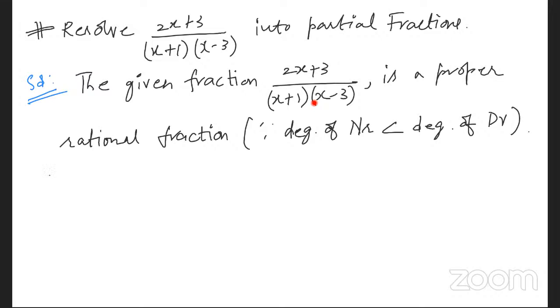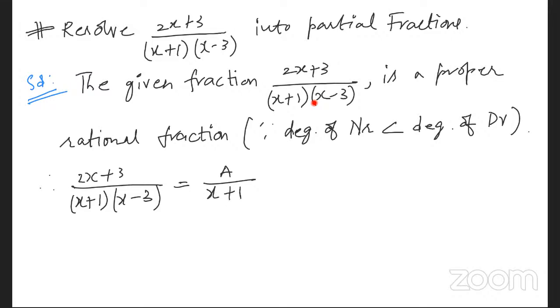Therefore, (2x + 3) / ((x + 1)(x - 3)) can be written as A/(x + 1) according to rule 1, because these two are non-repeated linear factors, plus B/(x - 3). Say this is equation 1, and we'll try to simplify this further.